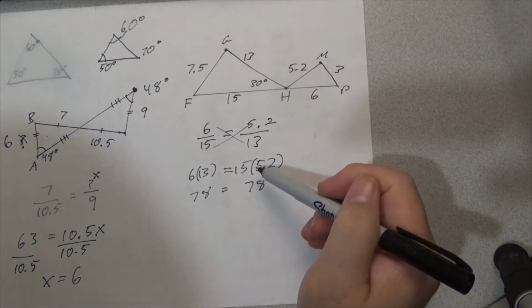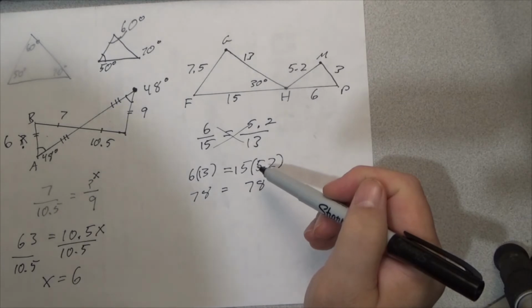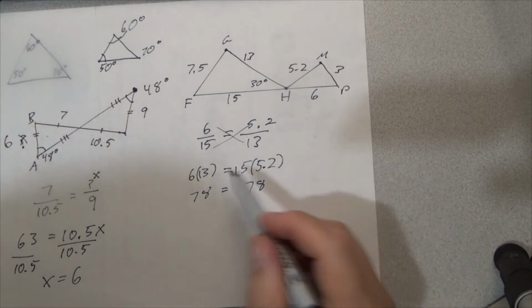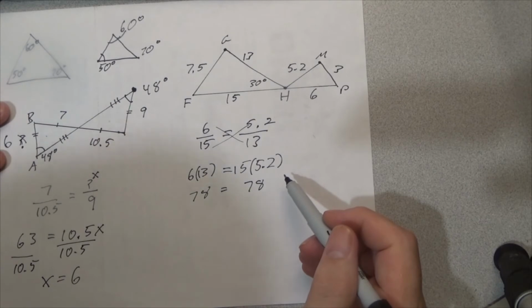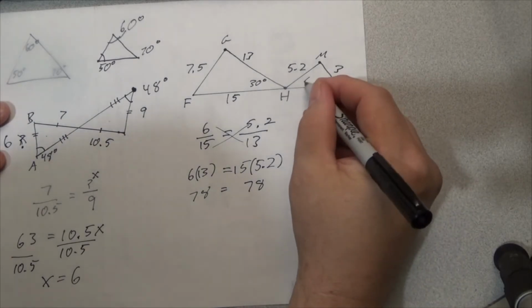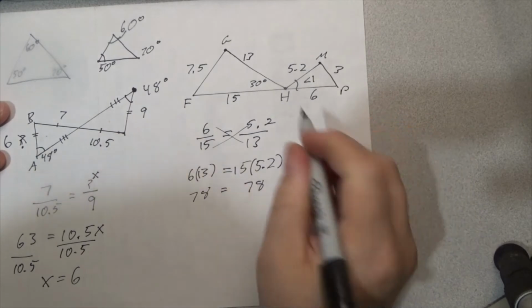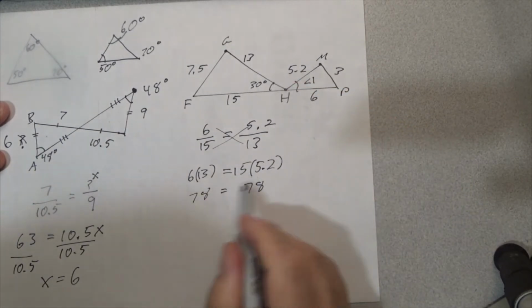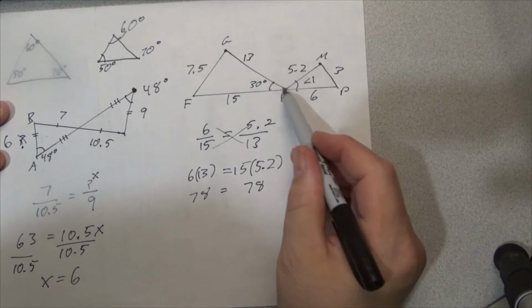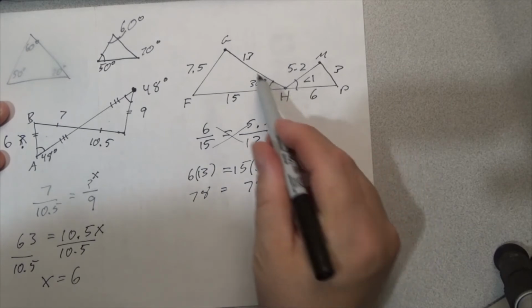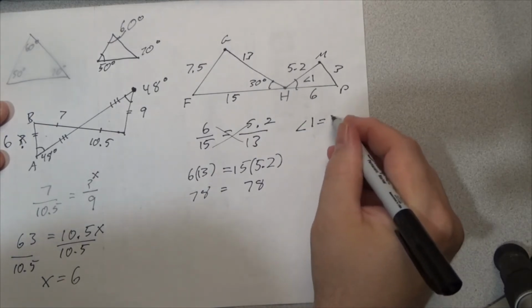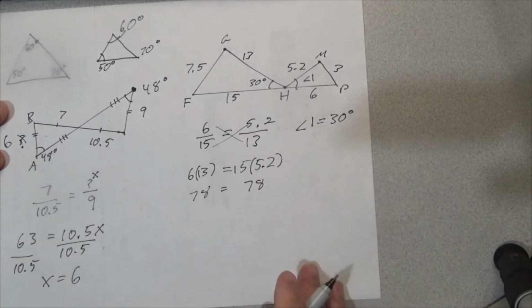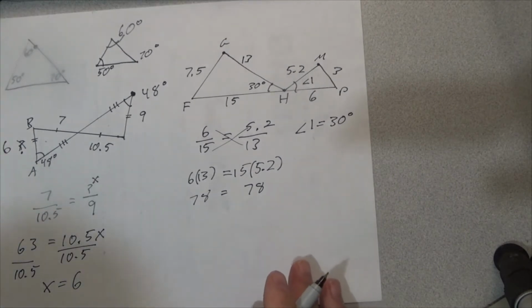So based on what we read here, if two sides of a triangle are proportional to two sides of another triangle, then the angle that is between them is the same. So this is angle 1, this is what we're looking for, this one right here. If this angle is 30, based on the fact that these sides are proportional and these angles are between those sides, then angle 1 must be equal to 30 degrees as well. Okay, so that's that one.